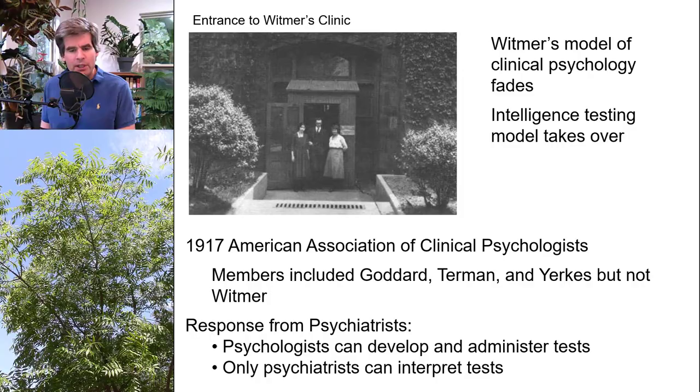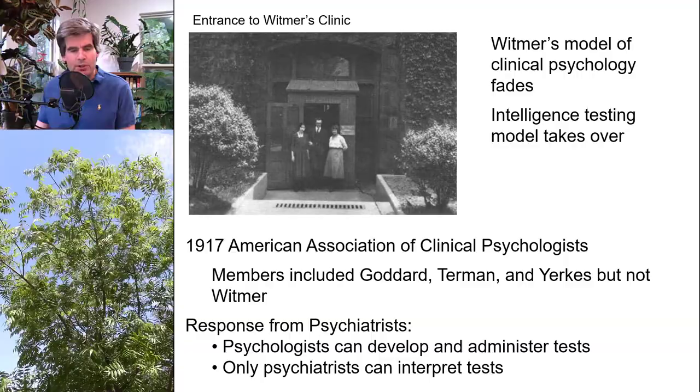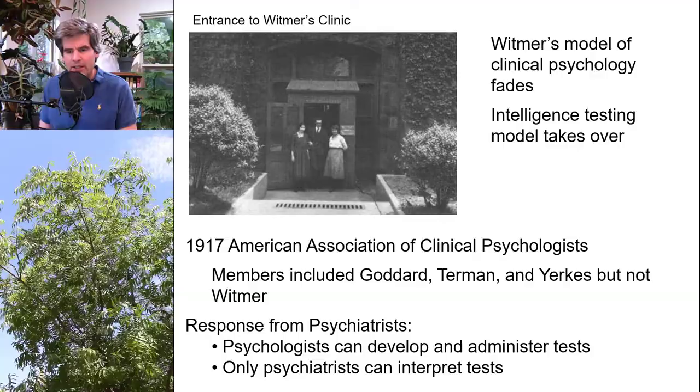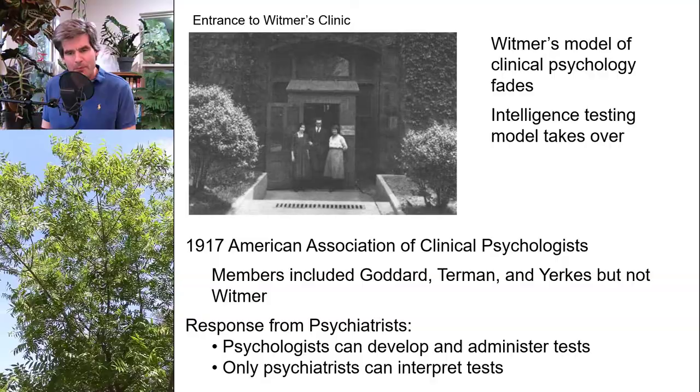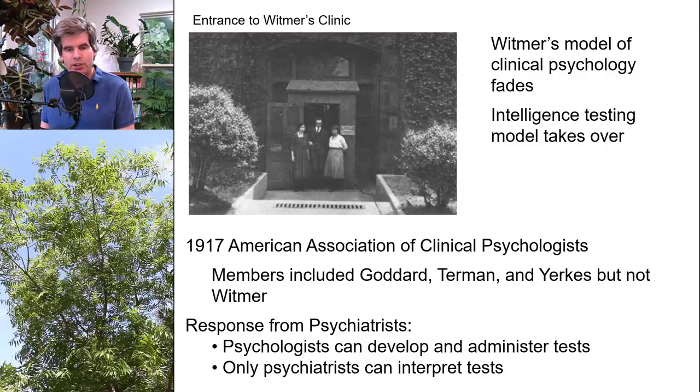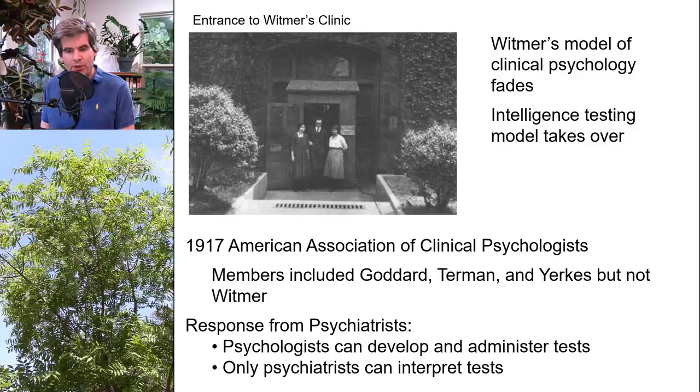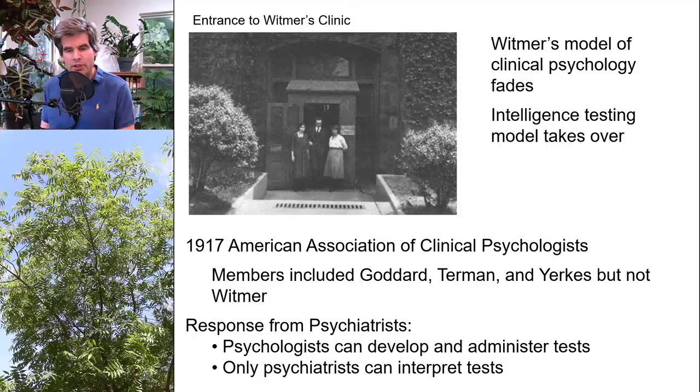Notably, in 1917, the clinical psychology movement had grown to the point where it was large enough to have its own new professional organization. So, in 1917, the American Association of Clinical Psychologists was formed. And to illustrate the extent to which this new clinical psychology had become engulfed by the intelligence testing movement, it's notable that the first members of this new clinical psychology organization, they included Goddard and Terman and Yerkes, but Witmer was not a member of the new organization.